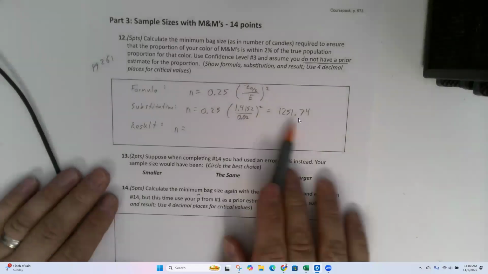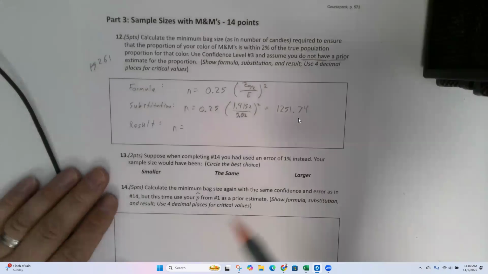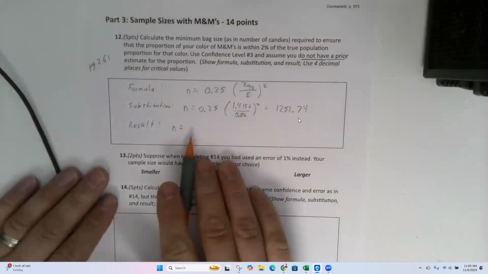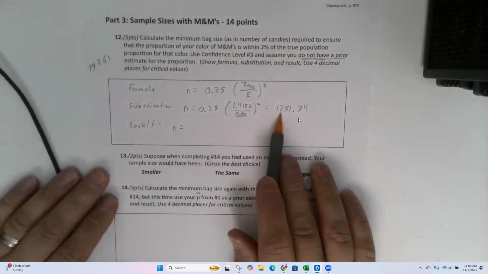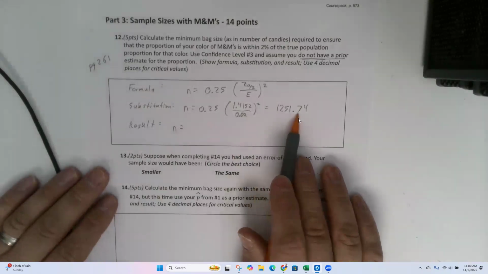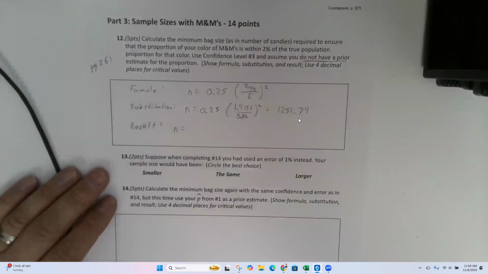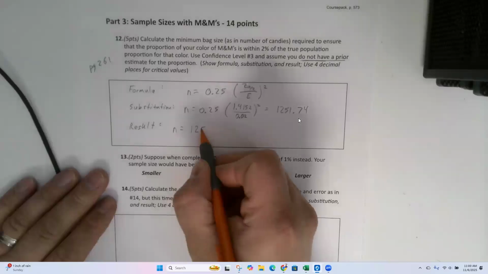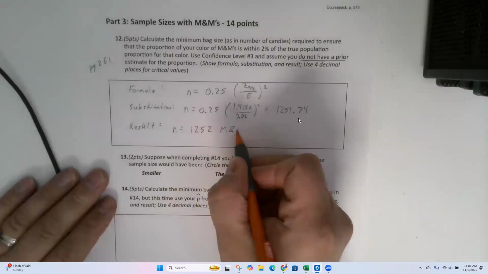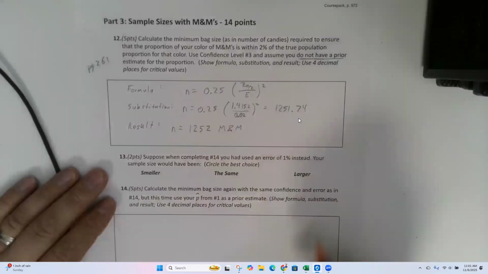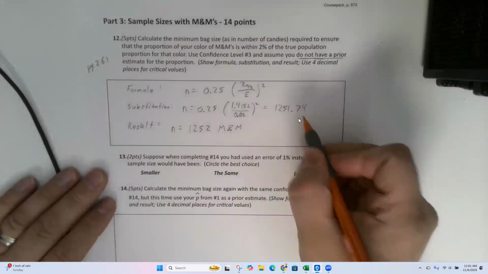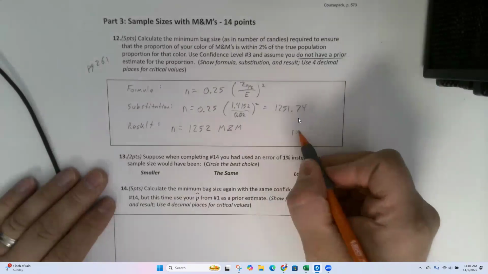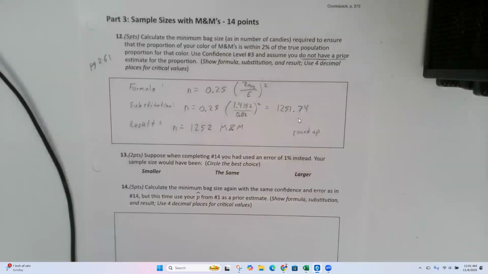So if I want to be that accurate, I'm going to round that, because you can't actually get a bag of M&Ms that is 1,251.7. We don't count 0.7. You either have a whole candy or not. So I will round that up. And if this was 0.34, I would still round up. We're always going to want to round these up.